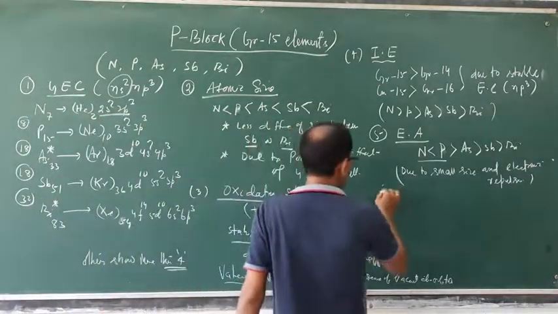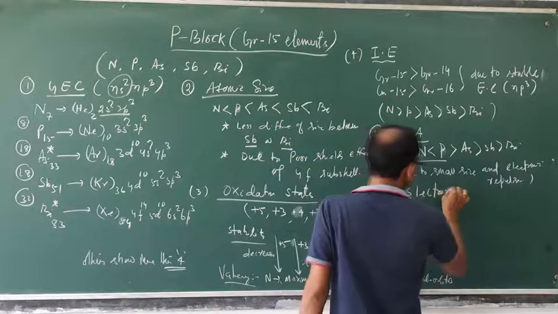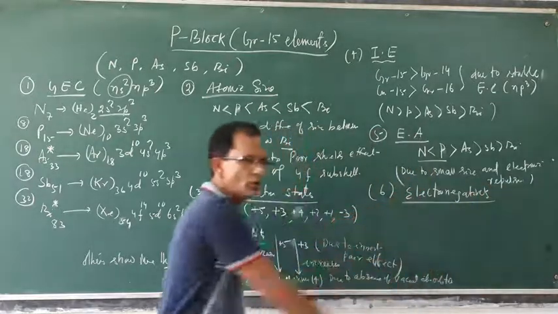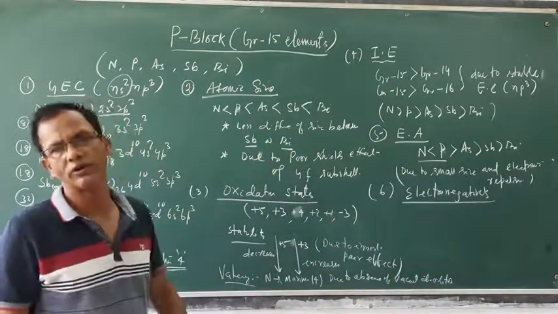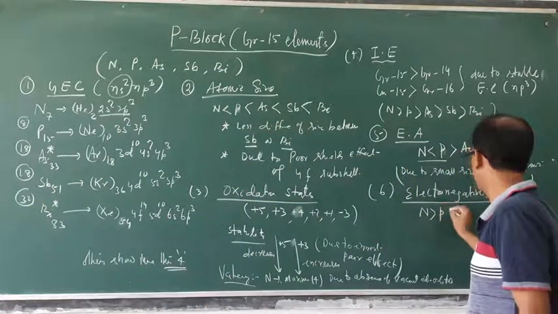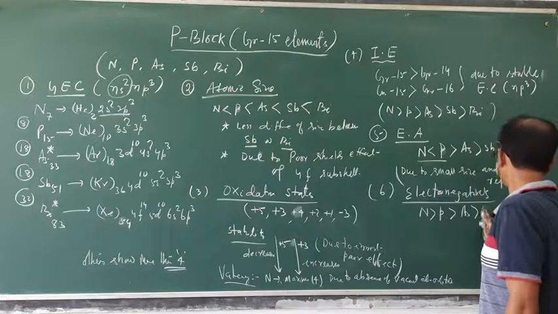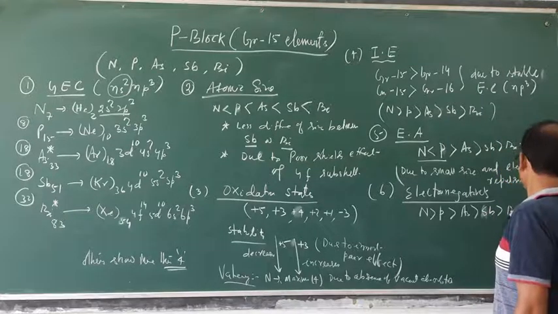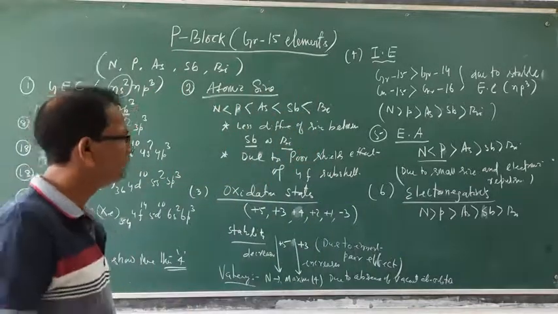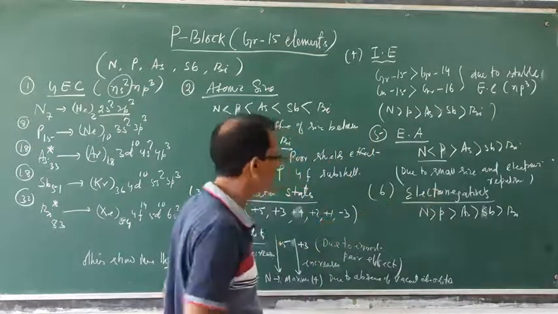Then another important property is electronegativity. If you see the electronegativity order, it is just common. As nitrogen has small size, it will be greater than phosphorus, greater than arsenic, greater than antimony. Small size, more electronegativity. So this is a very important difference between electron affinity and electronegativity.